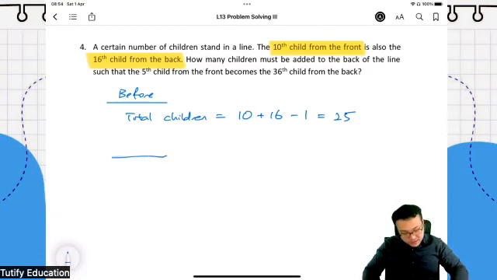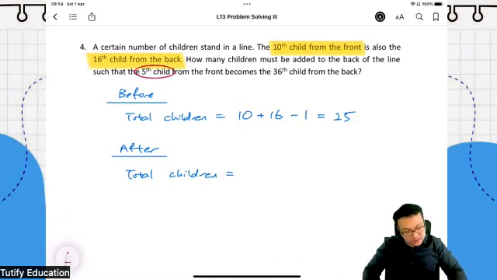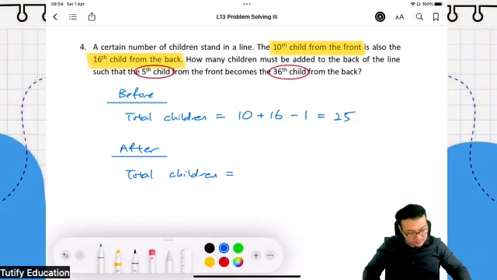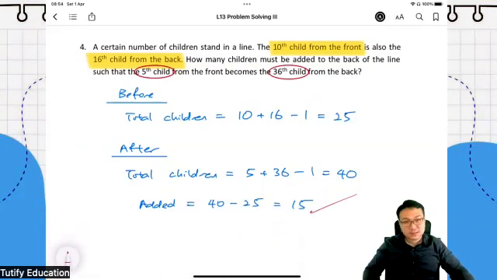Now let's talk about after. The total number of children equals to, let me just circle this, 5th from the front, 36 from the back. But you must minus the extra person, Zach. 40. So how many children were added? 15. Very good. So easy, right? How do you find this question? Easy. Well done. Good job.